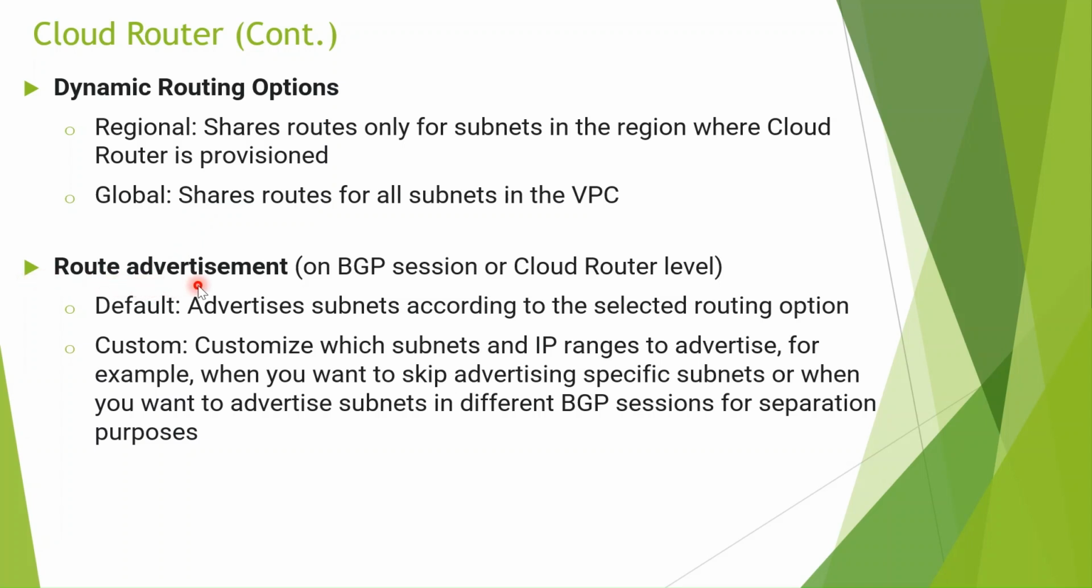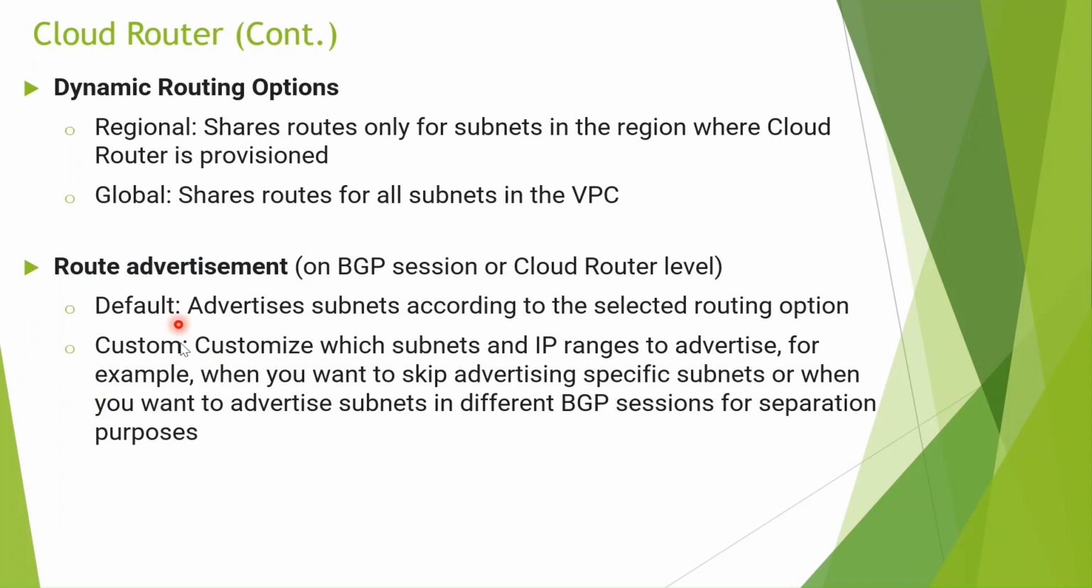After that, we have route advertisement. There are two options for how we want to advertise our routes. The first one is default. It will advertise subnets according to the selected routing option. So if you have selected regional, it will share only regional routes. For example, if your cloud router is in US central one, it will share only US central one routes. But if the routing option is global, it will share all the routes by default.